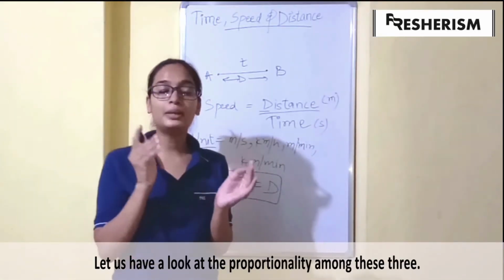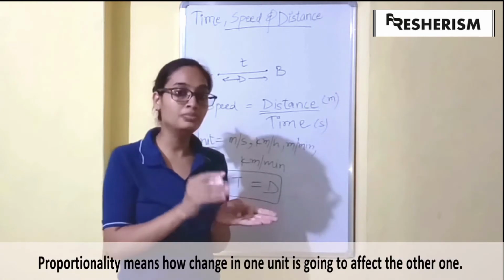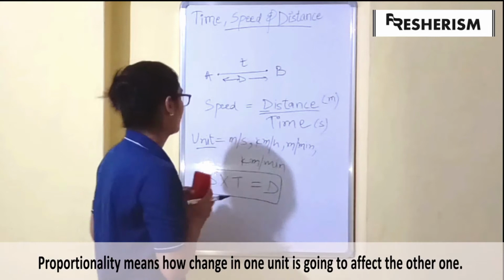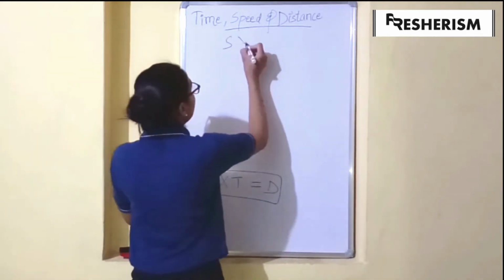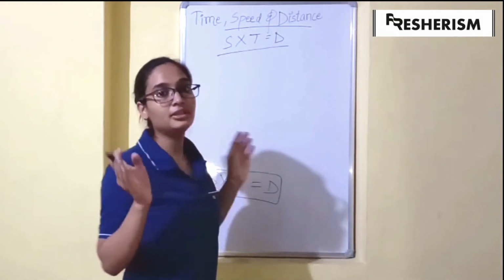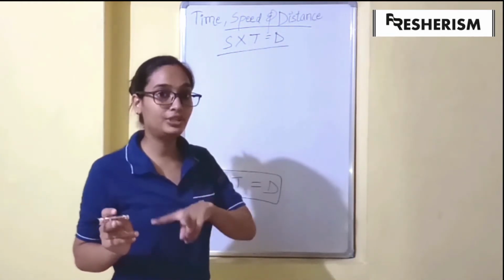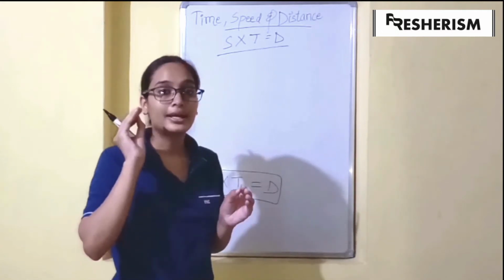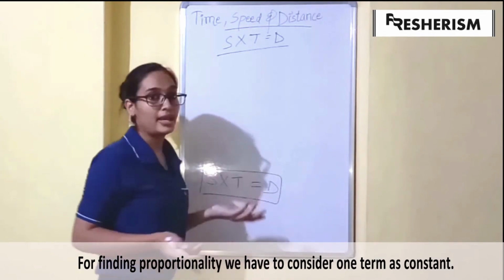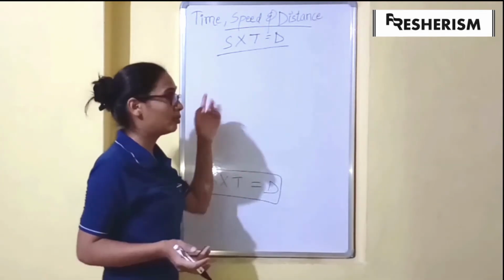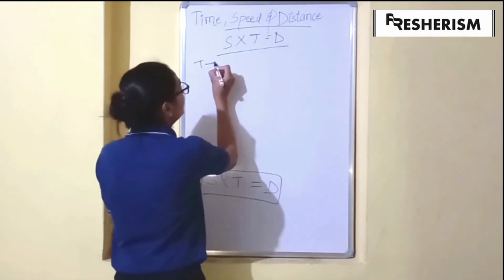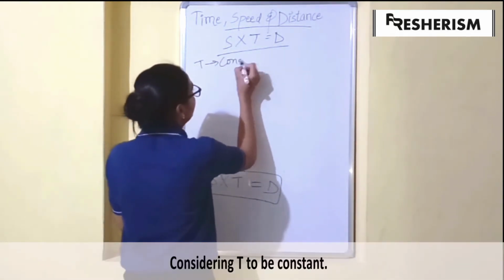Proportionality means how one term changes with respect to the other term in an equation. So we have S into T is equal to D. For considering the proportionality between two terms, we have to consider that the third term would be constant. So let us say we are discussing the proportionality between S and D. We consider time to be constant.